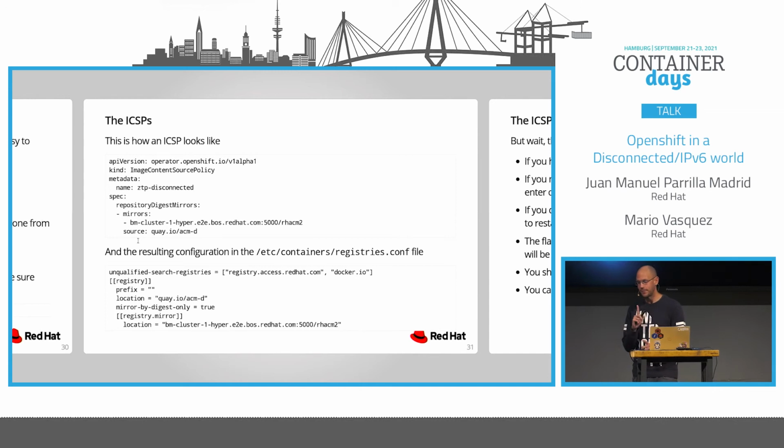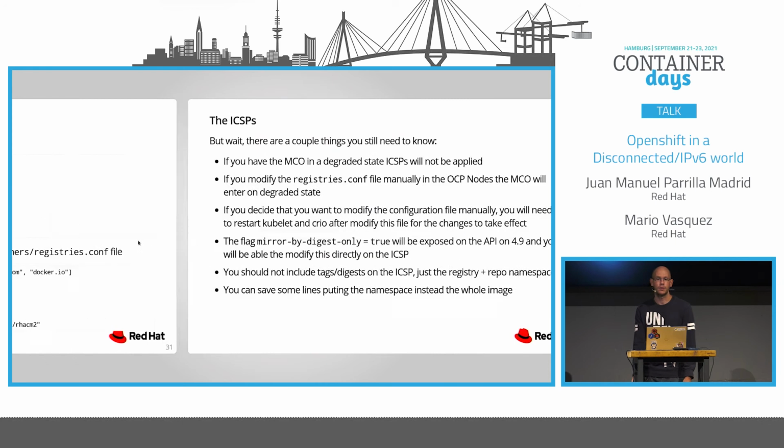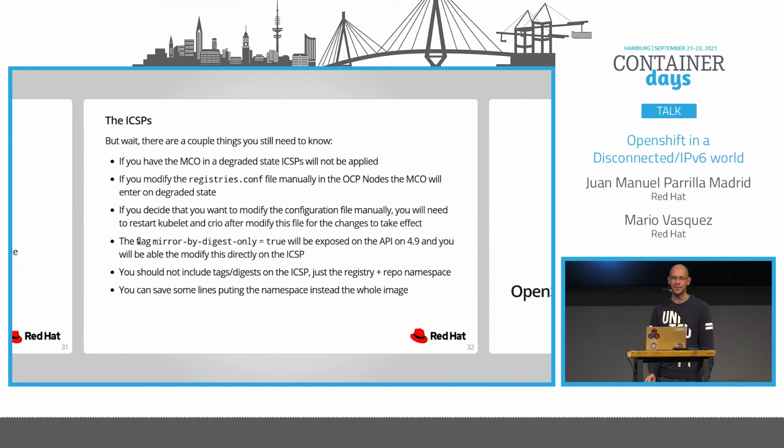Will not apply, sorry. And this is how an image content source policy looks like. This is the mirror, this is the source, and that's it. It's quite easy. The node will not be rebooted at all in the latest versions of OpenShift, so that's pretty cool. And this is how it looks in the registries.conf file. So I will need to go faster because we are running out of time.